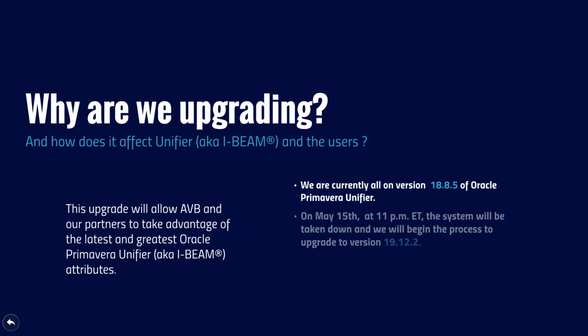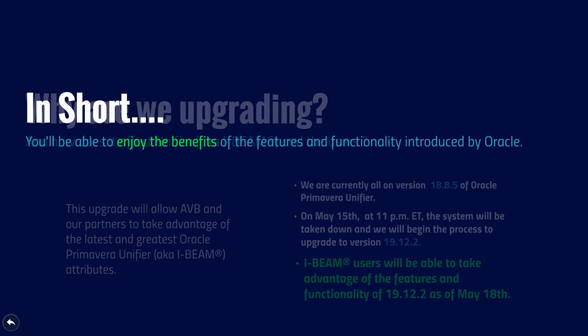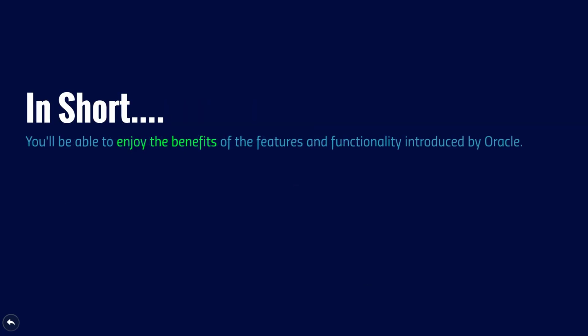On May 15th at 11 p.m. Eastern Time, the system will be taken down, and we will begin the process to upgrade to 19.12.2. I-beam users will be able to take advantage of the features and functionality of 19.12.2 as of May 18th. So in short, you'll be able to enjoy the benefits of the features and functionality introduced by Oracle.